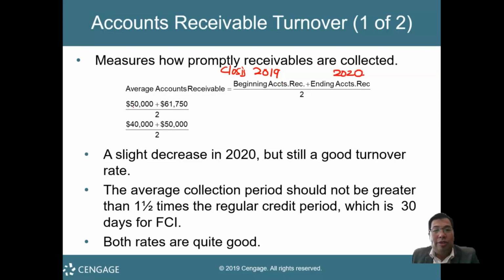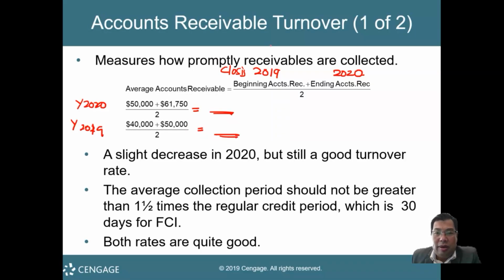So if you have 50,000, this is your opening. Then you have 61,000, this is your closing. So you're going to divide by 2, and you get your average for year 2020. And then the second one, 40 and 50, is for year 2019. So you'll get the average account receivable for both years.